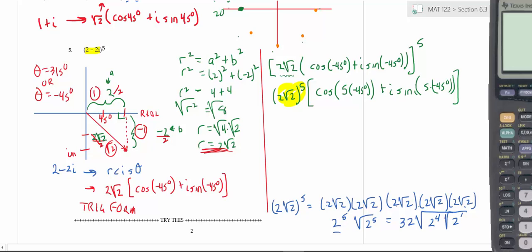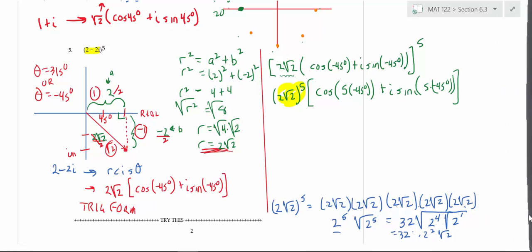Now, the reason I do that is because 2 to the 4th, when you take the square root, is 2 to the 2nd. You get half of that exponent, so you'd have 32 times 2 to the 2nd times the square root of 2. If you put that together, you'd have 4 times 32. So 4 times 32 is 128 radical 2. Now that's one way to look at the problem.